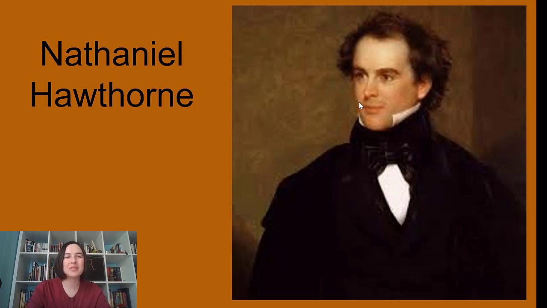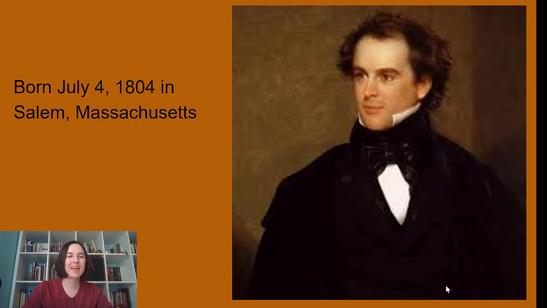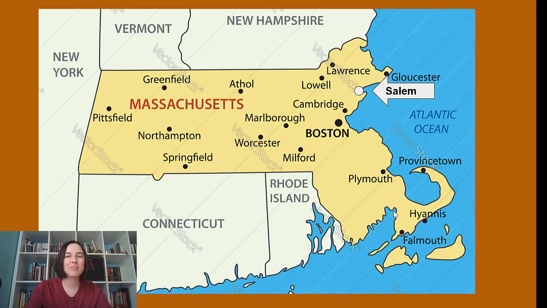Today we're going to travel to several of the homes of Nathaniel Hawthorne. Nathaniel Hawthorne was born July 4, 1804, in Salem, Massachusetts. He spent much of his childhood and some of his adult life in Salem. He also spent some time in Concord, as well as other cities throughout Massachusetts, but these are the two we'll focus on today.